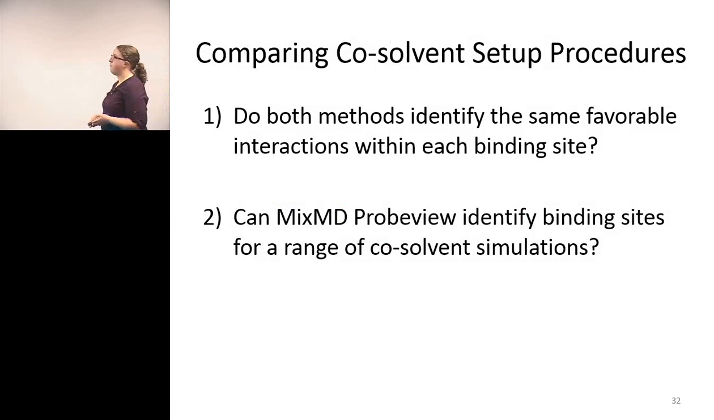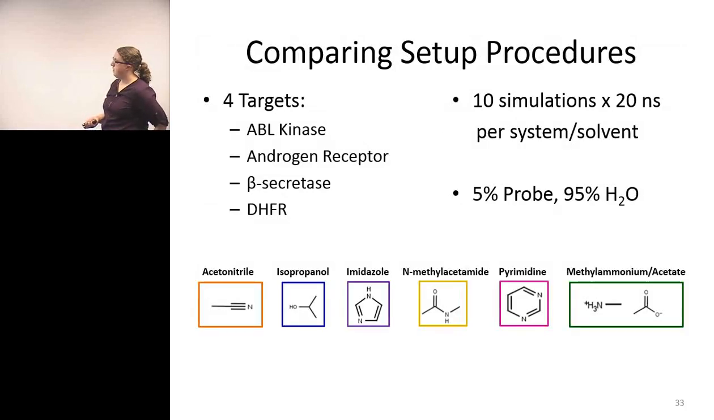So we were interested in seeing if both setup procedures identify the same interactions within a site, as well as if we can identify binding sites using our plugin for a range of co-solvent simulation procedures. So for this, we selected 4 different targets to use for our test. So I have Abl kinase, androgen receptor, BACE, as well as dihydrofolate reductase, or DHFR. We typically do 10 simulations of 20 nanoseconds for each probe type. And then we always do a ratio of 5% probe to 95% water. So that's one of the benefits of our method, that we have a fairly low concentration of organic solvent molecules, so this could be reproduced experimentally.